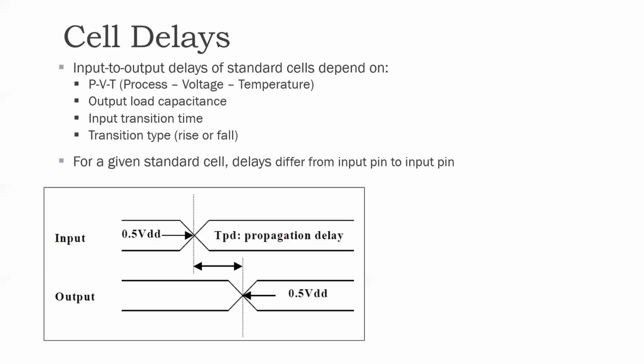What about process? What is the meaning of process dependency? Now, ASICs are the output of a manufacturing process, right?